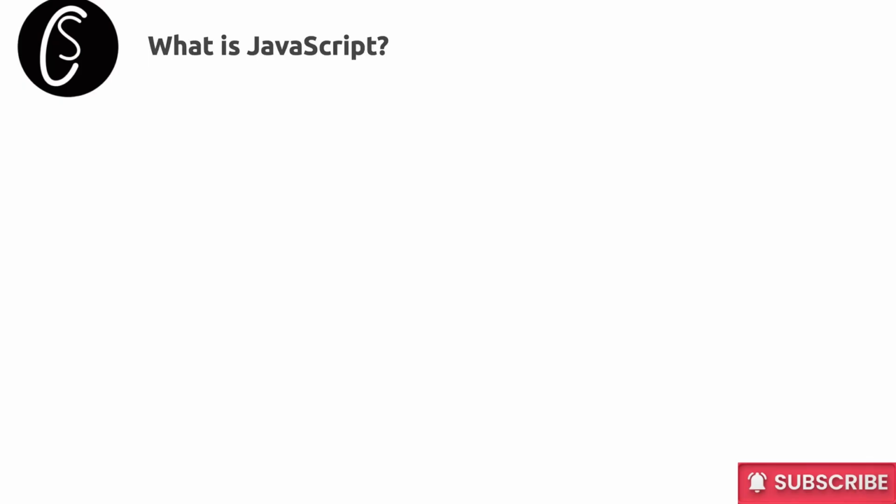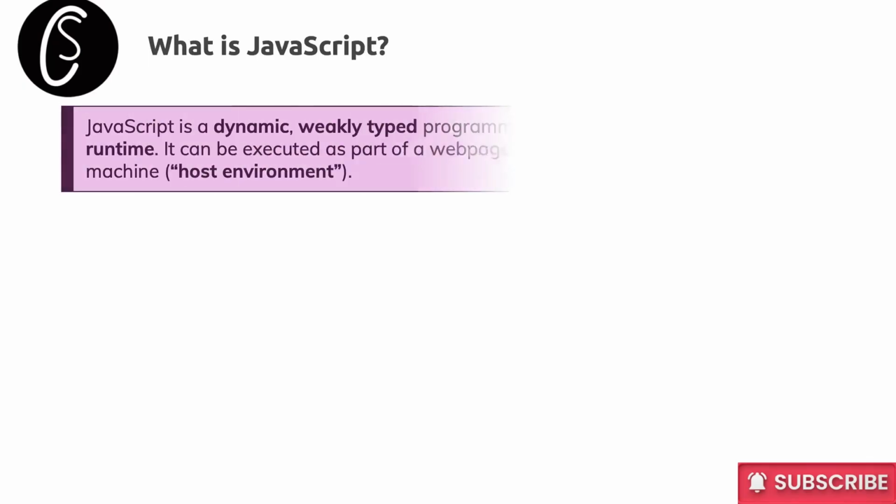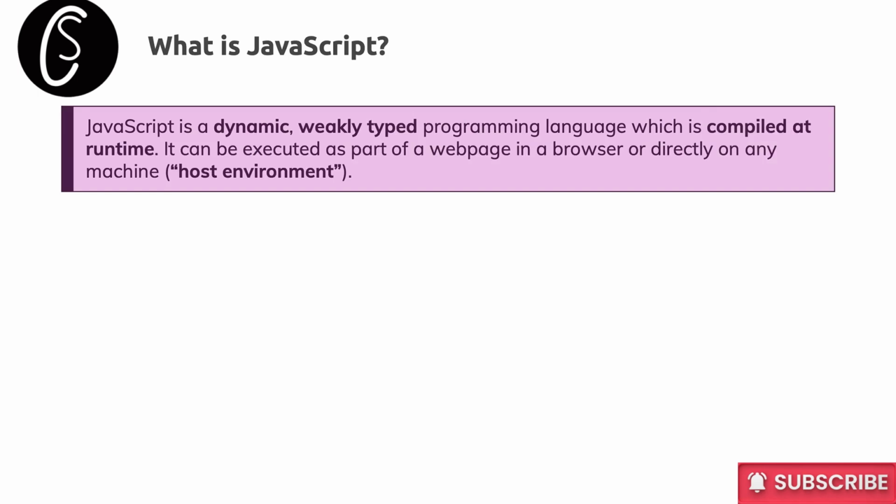What is JavaScript? Let's have a look at a couple of definitions. JavaScript is a dynamic, weakly typed programming language which is compiled at runtime. It can be executed as part of a web page in a browser or directly on any machine in a so-called host environment. Okay, not entirely clear yet? Let's have a look at an additional definition.